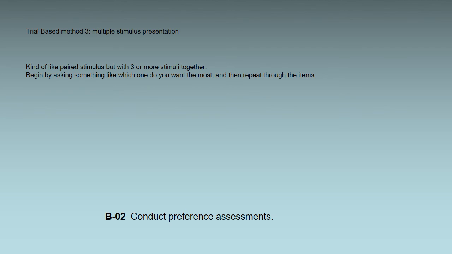Trial-based method 3 is the multiple stimulus presentation. It's kind of like paired stimulus, but with 3 or more stimuli together. You begin by asking something like, which one do you want the most, and then repeat through the items.